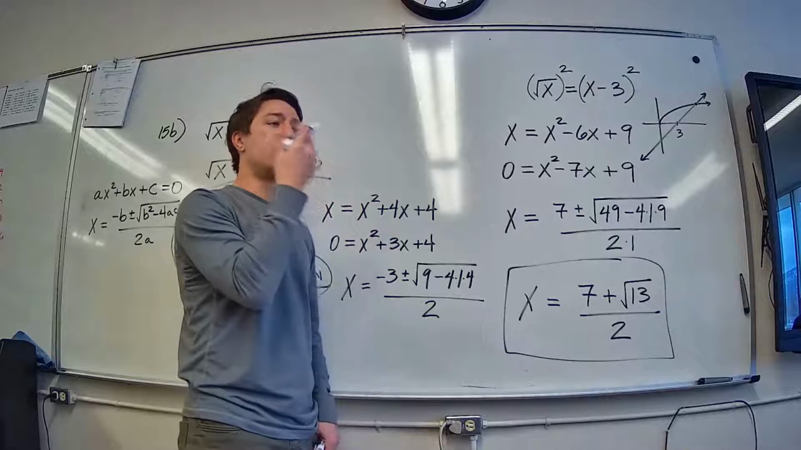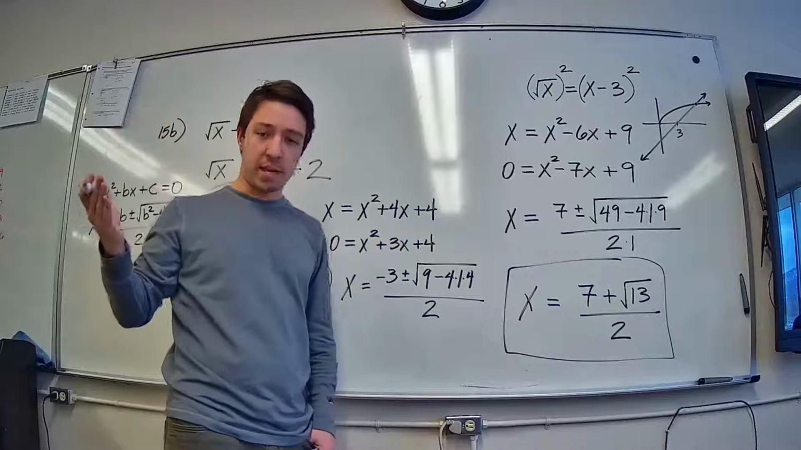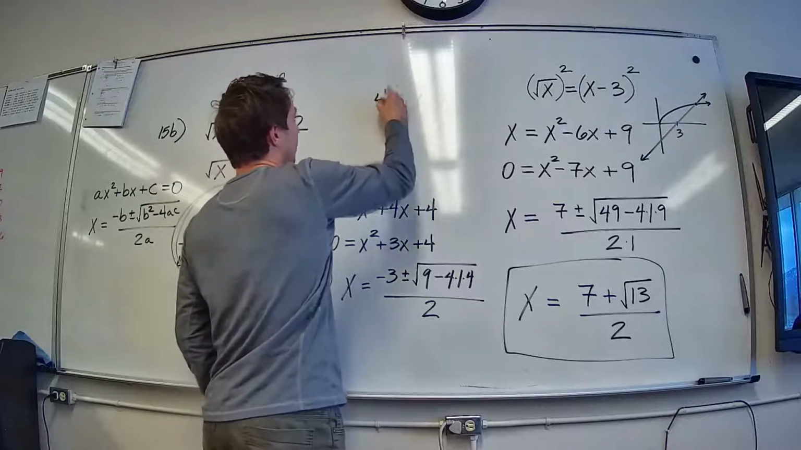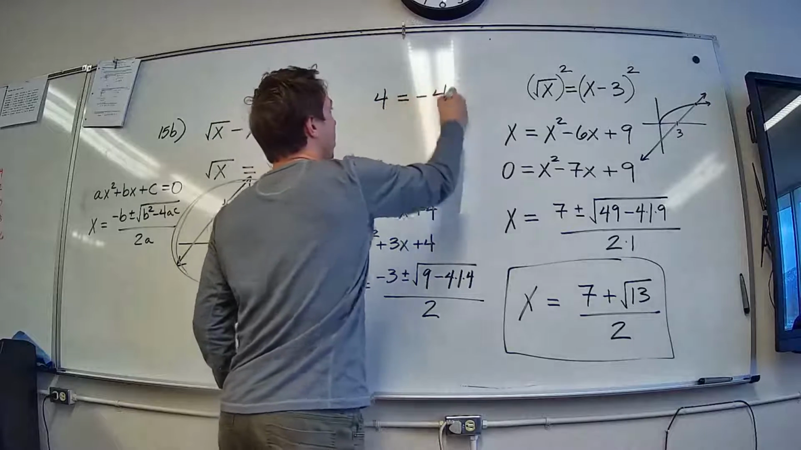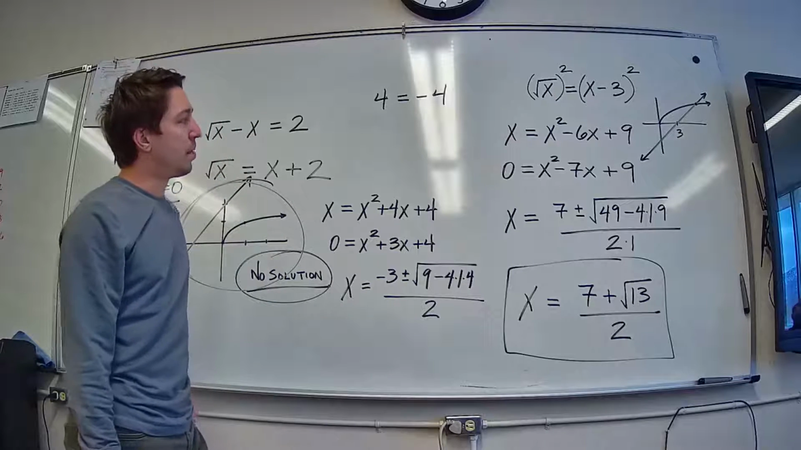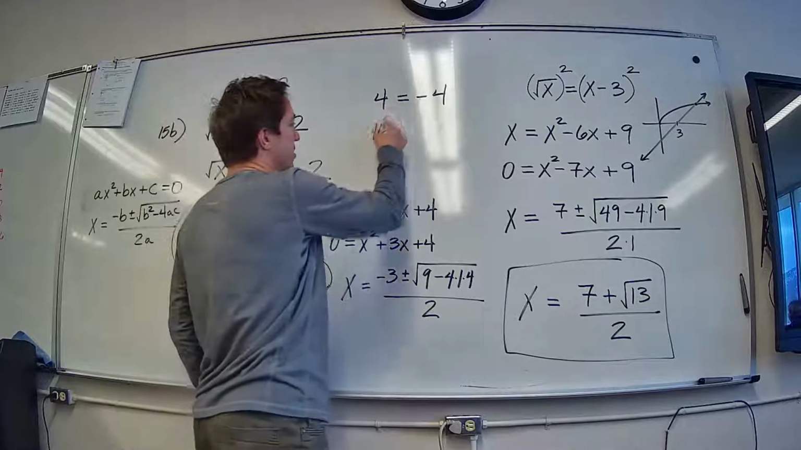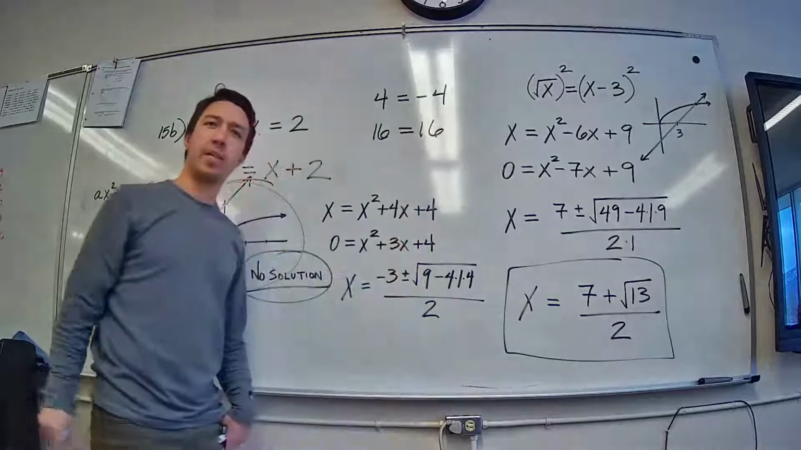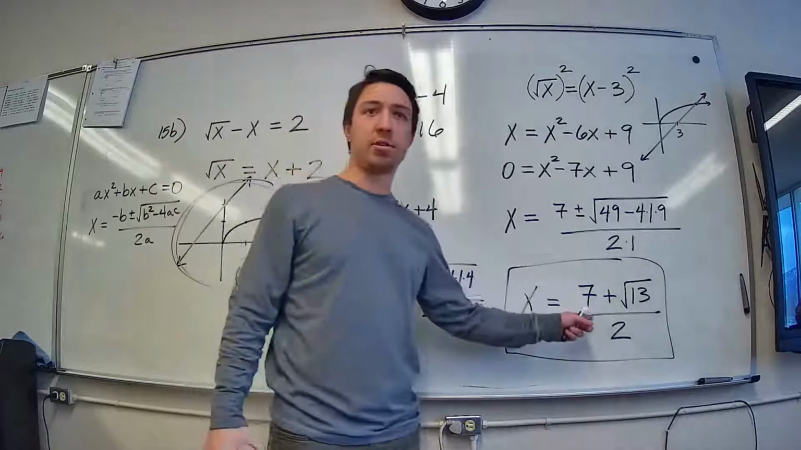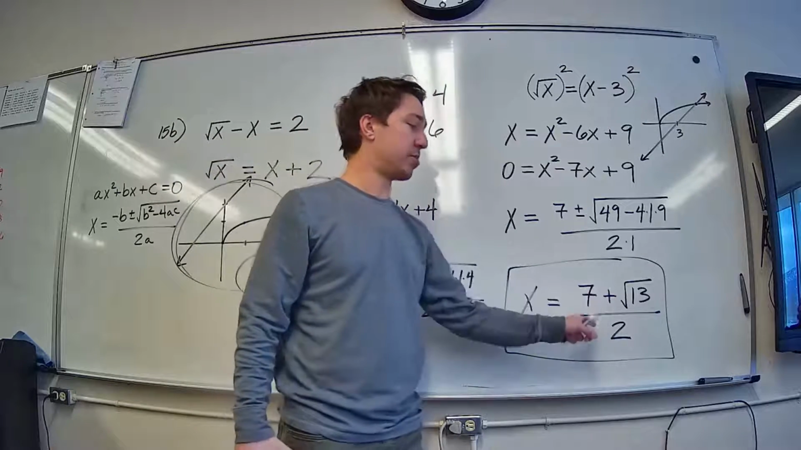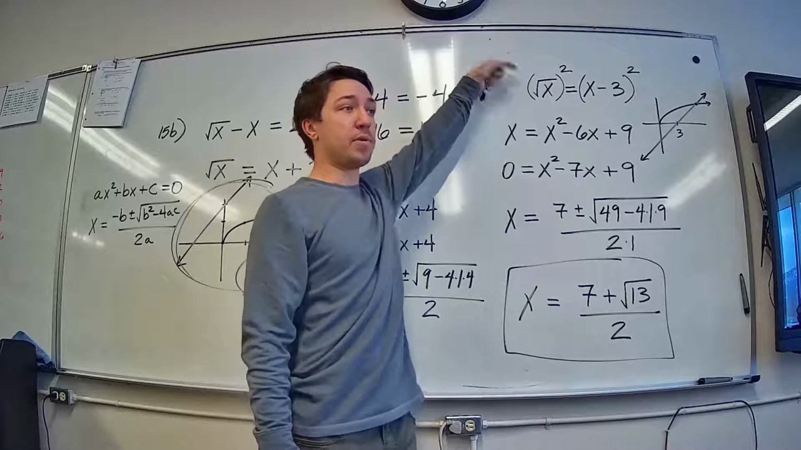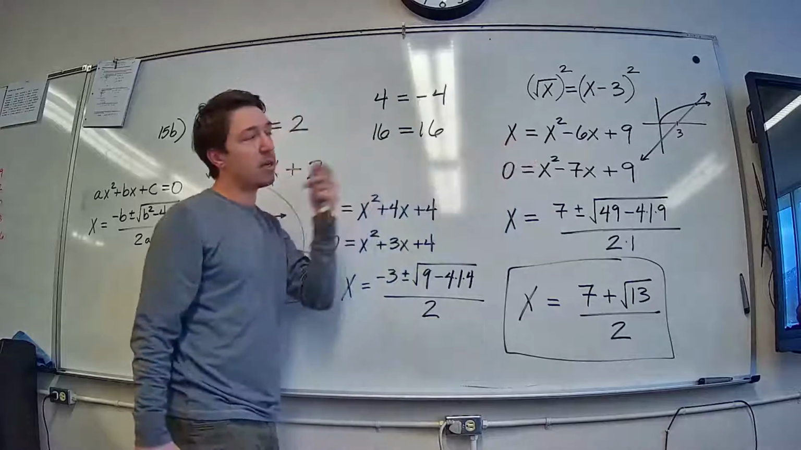Here's what I'm getting at. Squaring both sides of an equation can take a false statement and turn it true. I'll give you a really simple example. True or false: 4 equals negative 4. That's a false statement, right? But if I square both sides, I turn it into a true statement. So that's what's going on with 7 minus root 13 over 2. If you plug it into this equation, it's a false statement. But if you square both sides, it's a true statement, just like this.